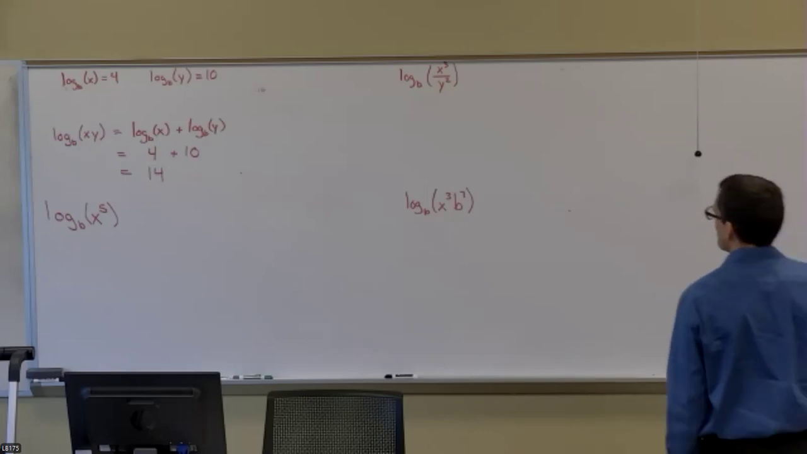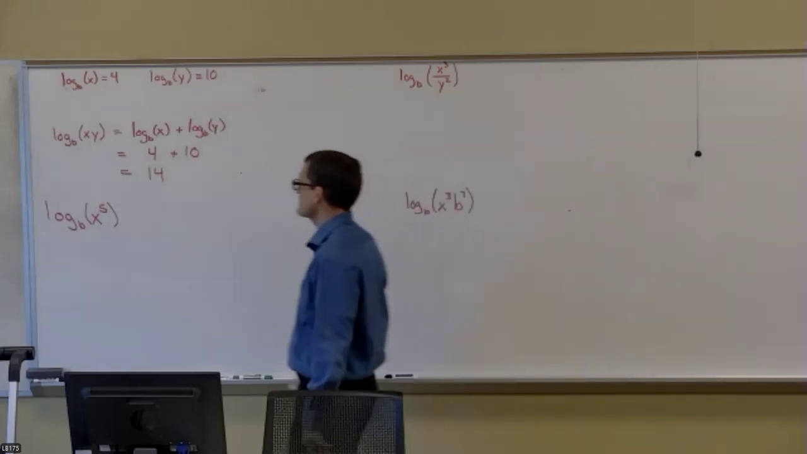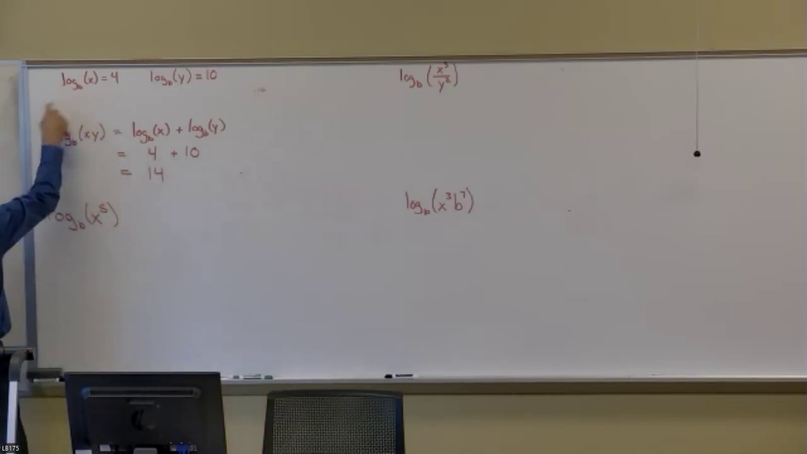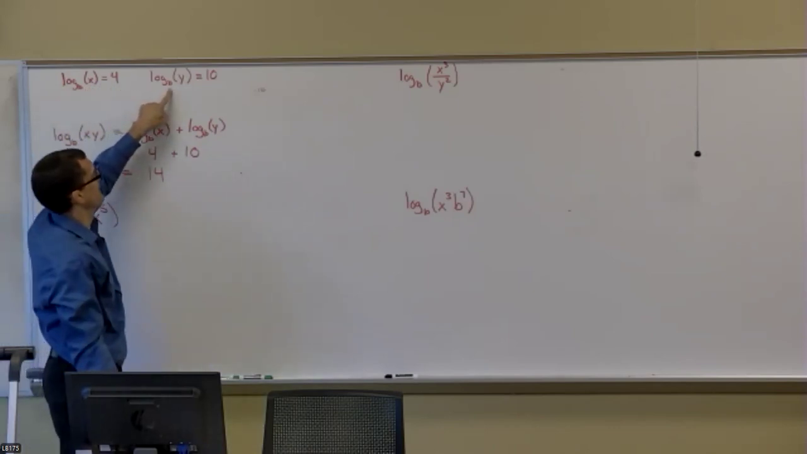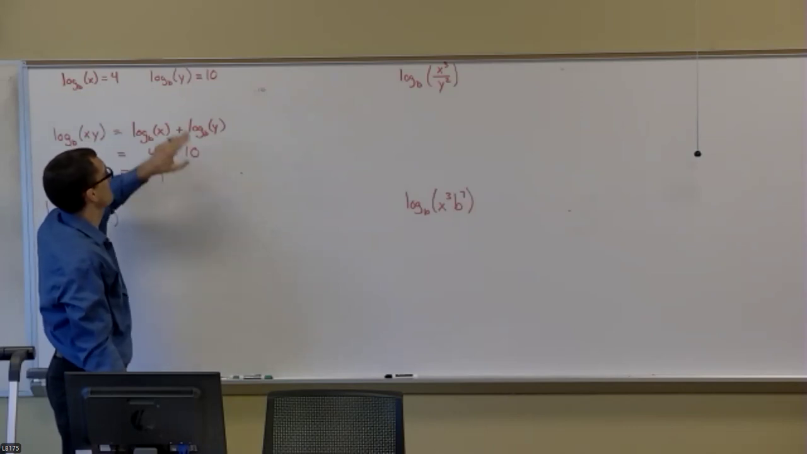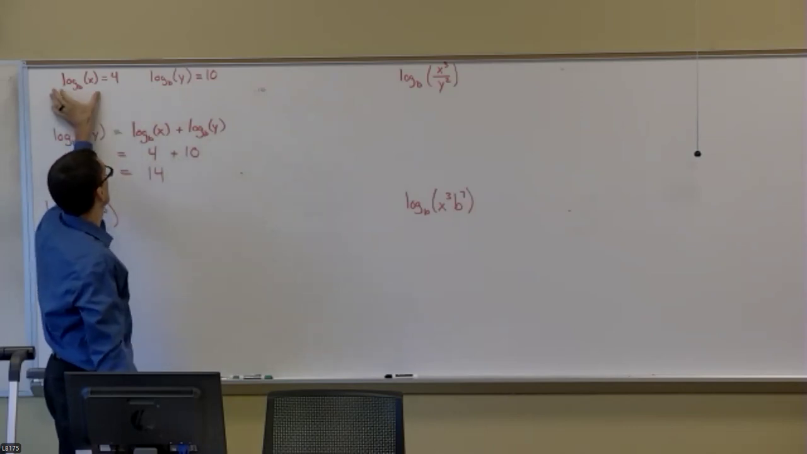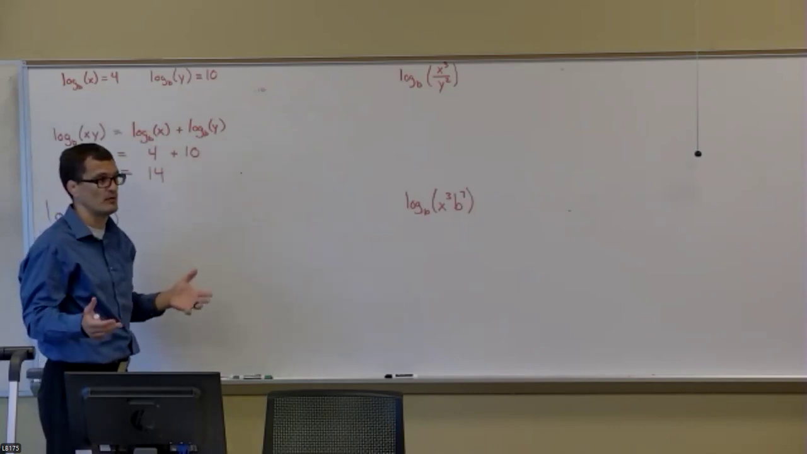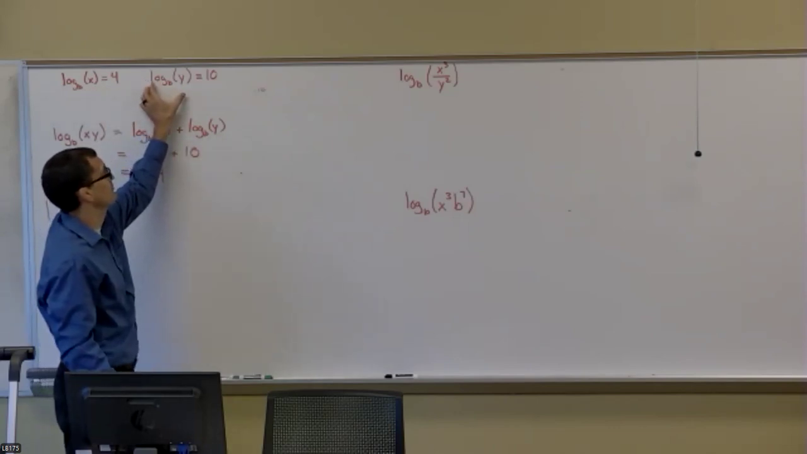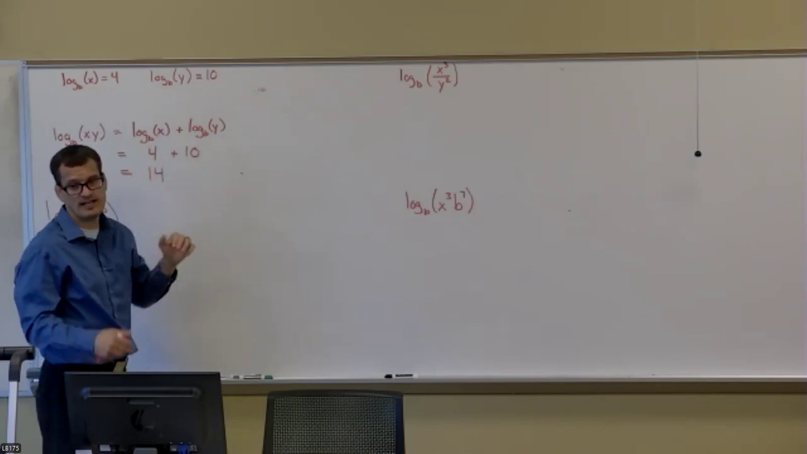All right, so let me go through this. Here's the deal. On these, I don't know what x is, I don't know what y is, and I don't know what b is. But I know what log base b of x is, and I know what log base b of y is. So I need to break everything down into log base b of x, multiplied, added, whatever, with log base b of y. Multiplied, added, subtracted.